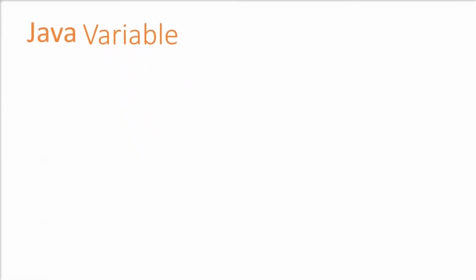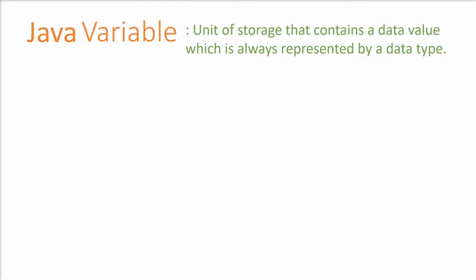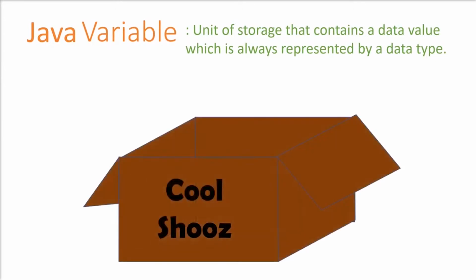Now, it's best to first explain what a variable is. A Java variable is a unit of storage that contains a data value which is always represented by a data type. It's like a package at your front door, and the box is labeled in such a way that you have a general idea of what's inside. This box you can see here is called cool shoes, and obviously you can deduce that there must be shoes inside. It wouldn't make sense if you saw a book inside.